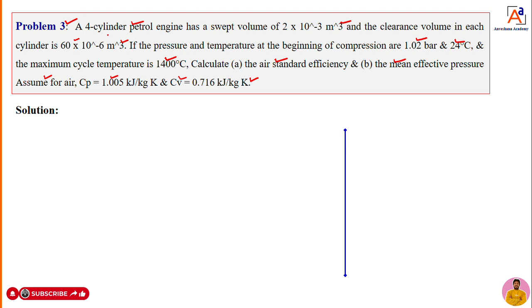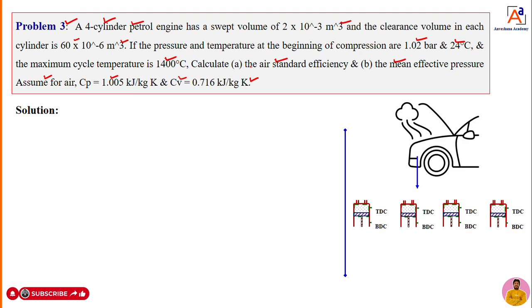Now first, what is he actually telling? He is telling there is a 4-cylinder petrol engine. We can take the example of a car having 4 cylinders: cylinder number 1, cylinder number 2, cylinder number 3, cylinder number 4. You have to mark this, that is very important here. It is operated as a petrol engine or a gasoline engine. That means petrol or gasoline engines are designed with the help of the Otto Cycle. So it is a petrol engine.